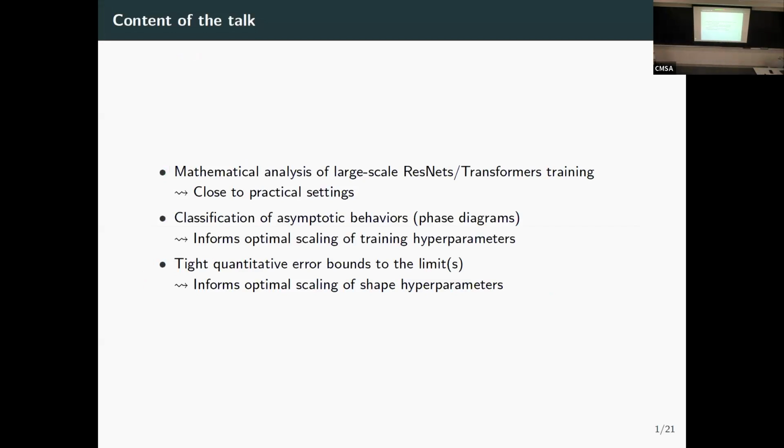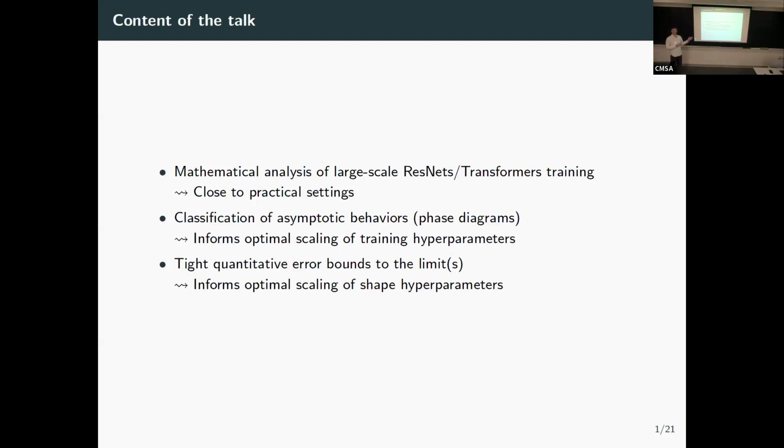Okay, so we'll try to stick to a practical setting, trying to stay close to practical ResNet architectures under standard learning algorithms. And the goal of today will be to first classify asymptotic behaviors, because before we want to dive deep into one particular limit of a training dynamic of a ResNet, we want to classify them and see which ones may be more interesting. And this is also useful, in practice, to understand how to scale the hyperparameters of training, such as initialization scales or learning rates. And the main focus today will be on deriving tight quantitative error bounds towards the limit.